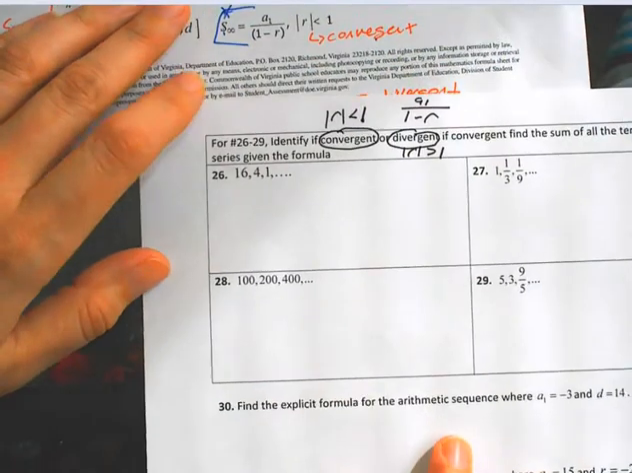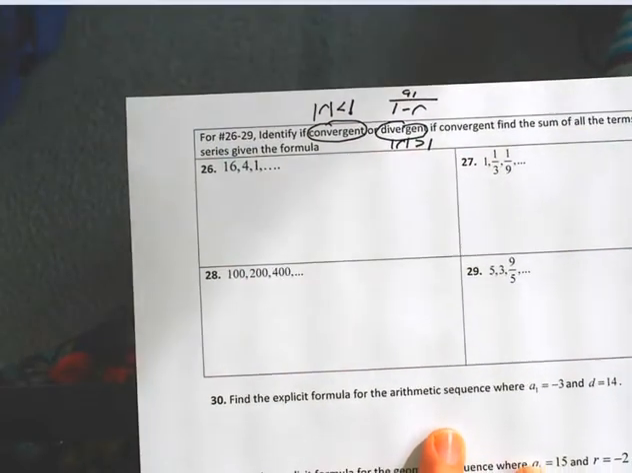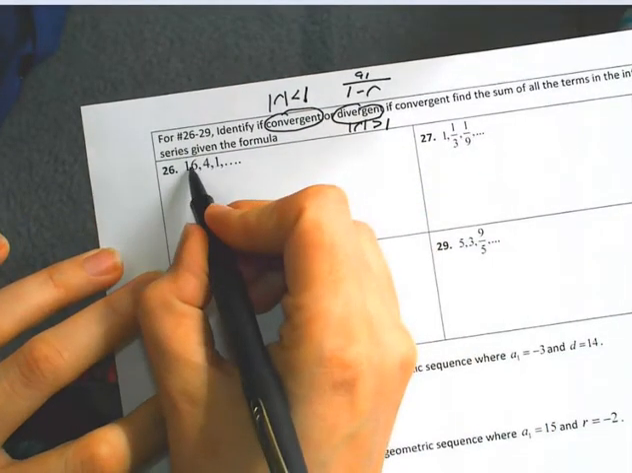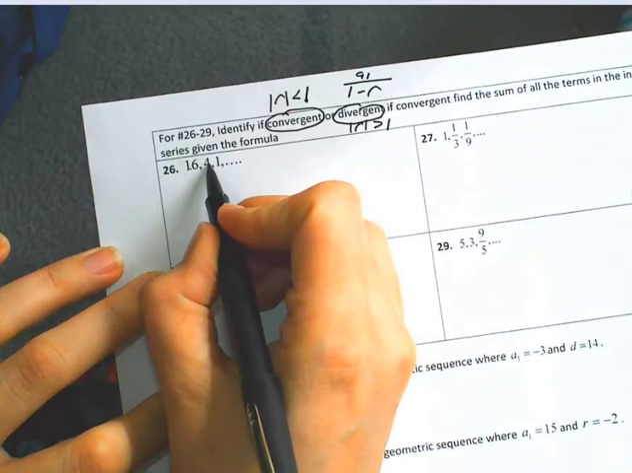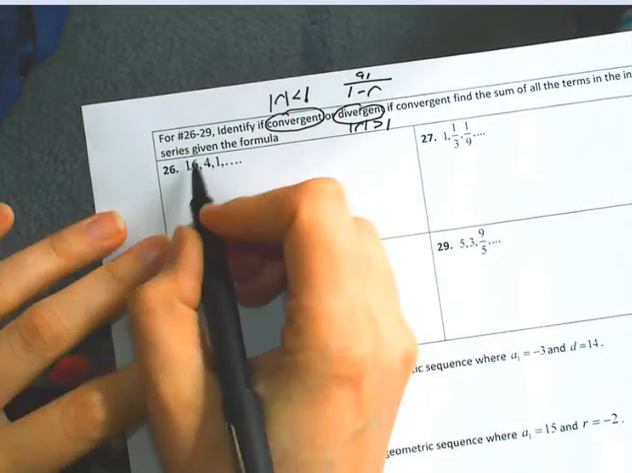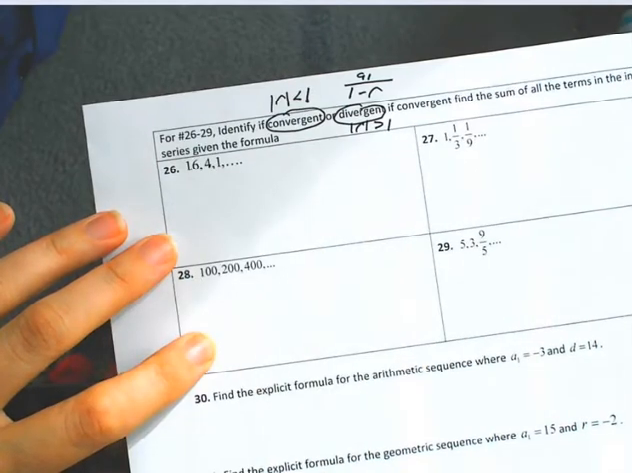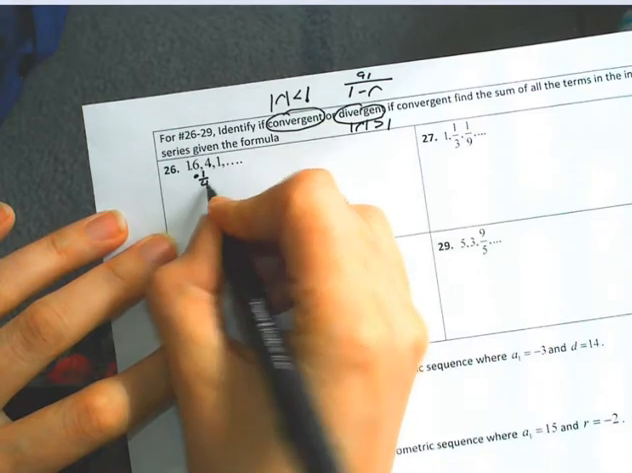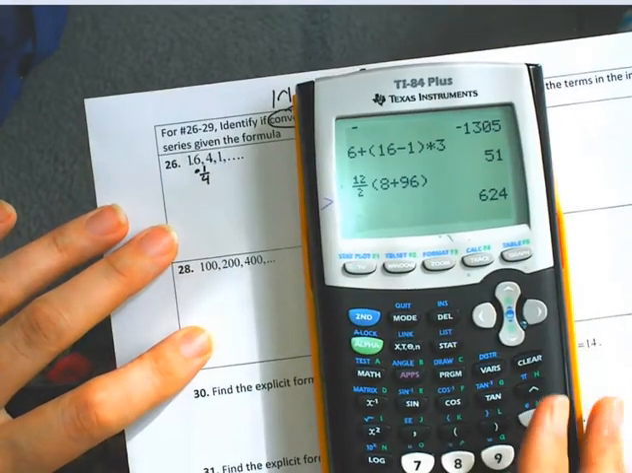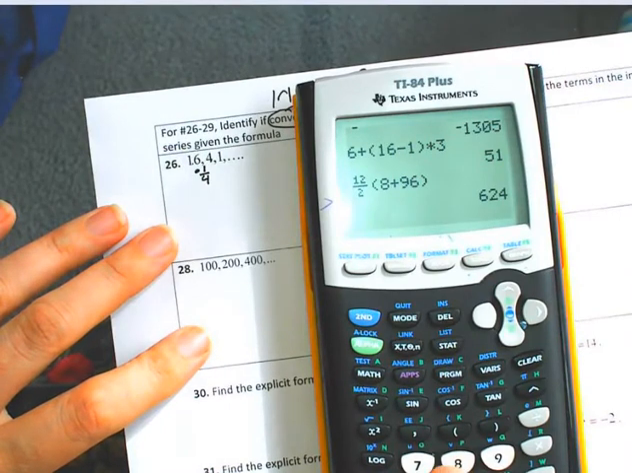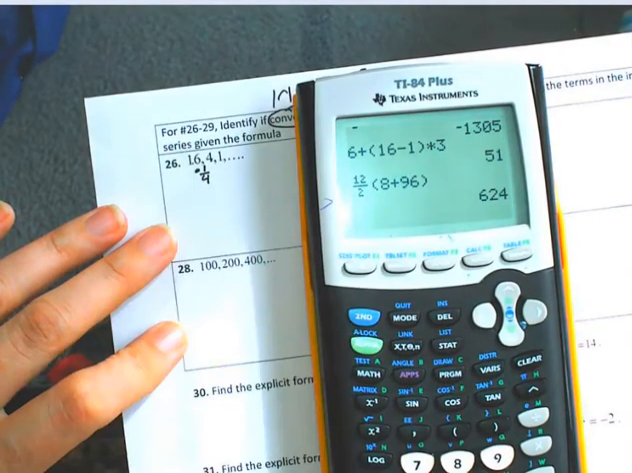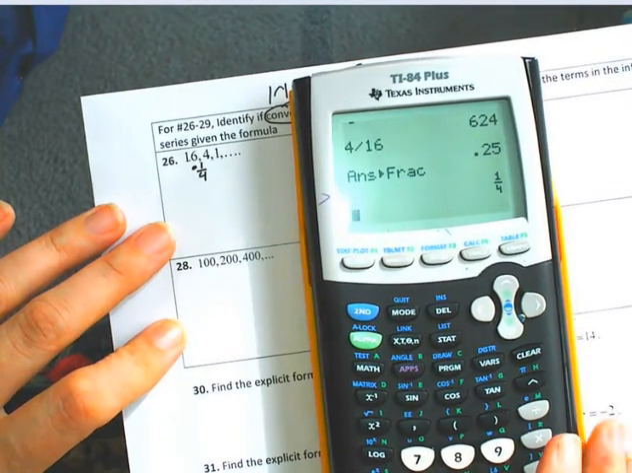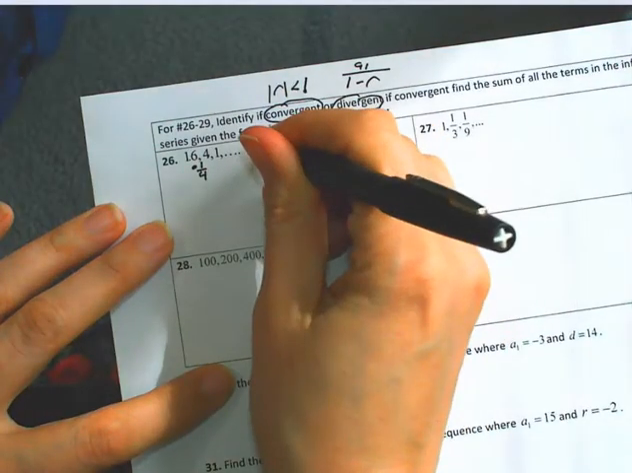So kind of the key to this is figuring out what r is. It's geometric, so I know I'm multiplying something each time. How do I get 16 to 4? Well, you might say I divide by 4, but remember you have to say what you are multiplying each time. So I'm going to multiply times 1/4. And there's a trick to this too. If you don't see what you're multiplying each time, go from left to right. Do 4 divided by 16. Math, enter, enter. That'll tell you what you're multiplying. So my r equals 1/4.